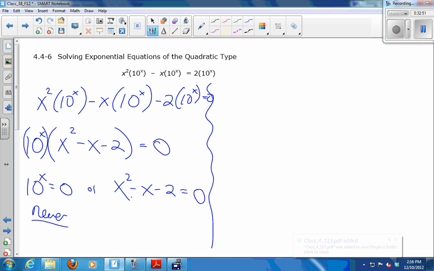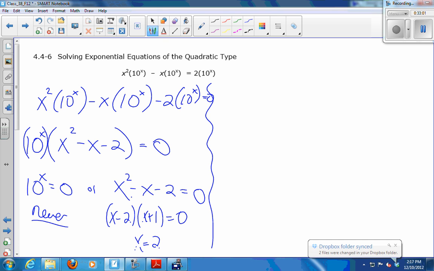And this one you can solve by factoring or the quadratic formula. This factors to x minus 2, x plus 1. So we get x equals 2 or negative 1. Yeah, Lisa?